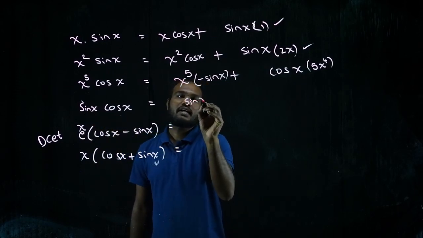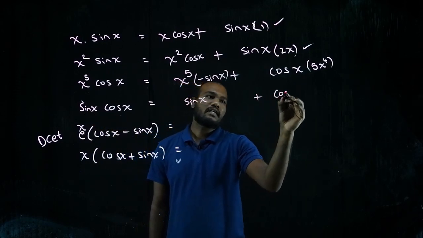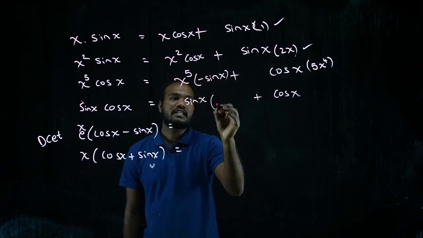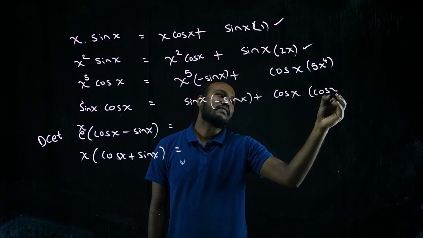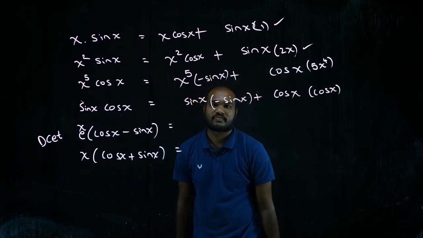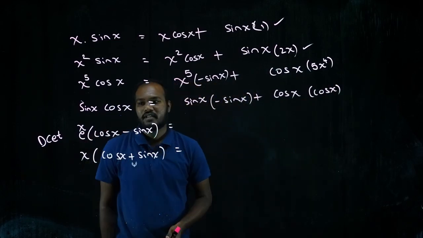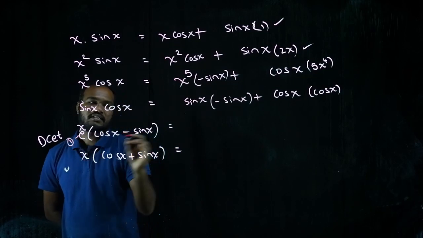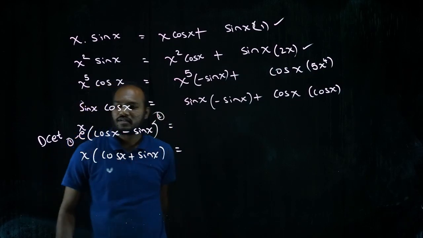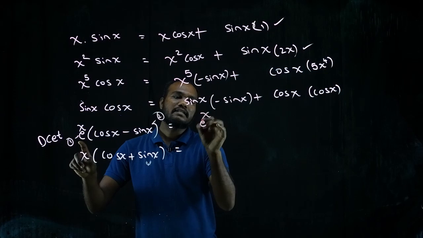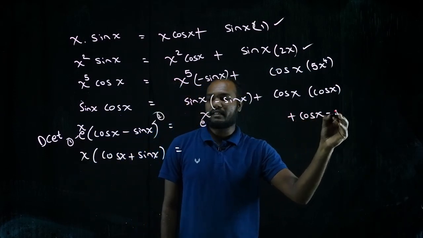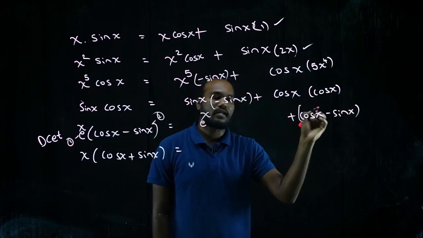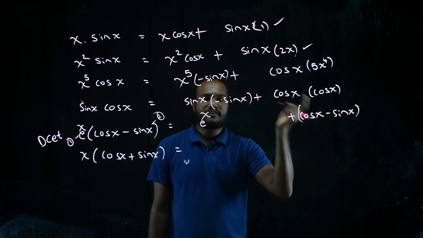sin x I will take here. cos x I will take here. cos x differentiation is minus sin x. sin x differentiation is cos x. Close. Okay, now see here. This is the first function. This is the second function. So the first function I have to write as it is. The second function I have to write as it is. What is that? cos x minus sin x. Okay. This differentiation here, this differentiation here.